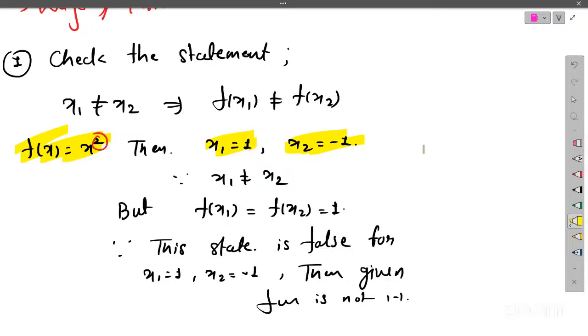It depends on your practice, right? You cannot immediately find out x1, x2. You have to do some work or observe the expression. Otherwise, if you feel that this function could be a one-one function, then try to prove that it is a one-one function by checking this particular expression.